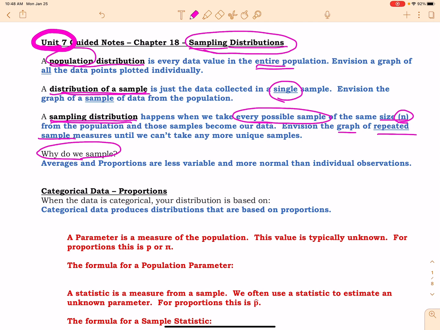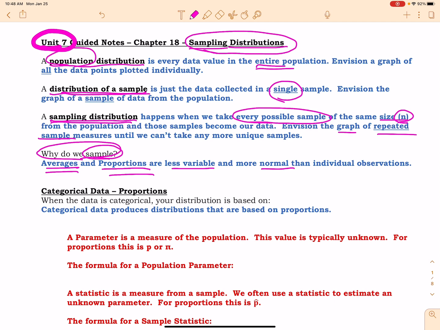But if I take a sample of lots of kids and I ensure that it's random and therefore representative and unbiased, I can then start to picture what would be on average the height of seniors. So averages and proportions are going to be less variable, and of course they're going to create a more normal distribution so that I can use the normal curve to find probabilities, et cetera. So individual observations aren't usually helpful to us.